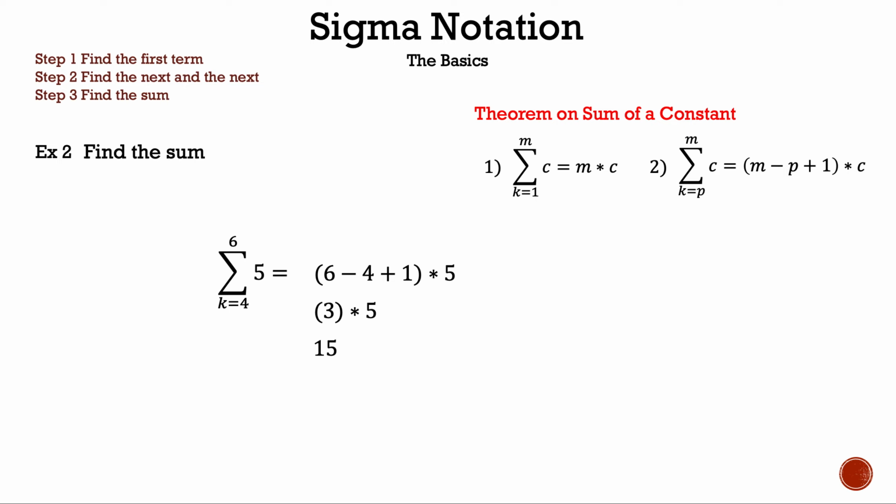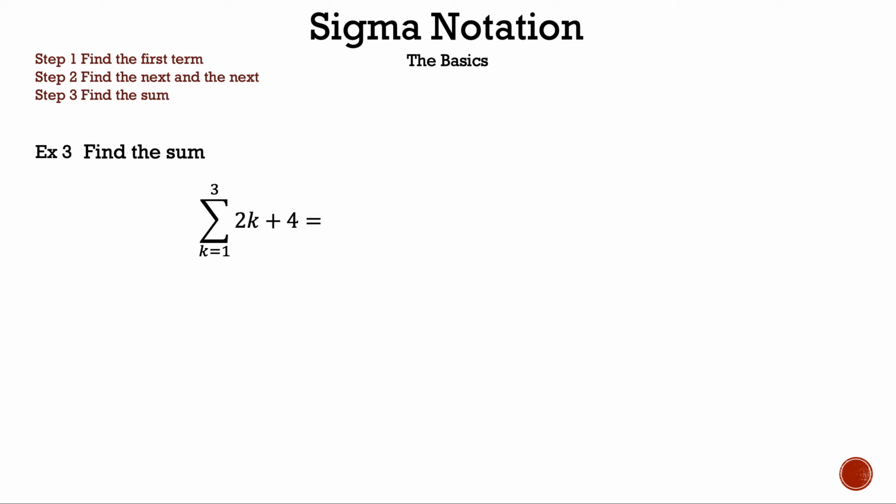Now, let's use the plug and chug method. Our fourth term is 5, our fifth term is 5, and our sixth term is 5. So we have 5 plus 5 plus 5, which is 15. That is the second way to find the sum. Which method do you prefer? The first one or the second one? They both gave us 15. That is example 2. Let's move on to example 3.